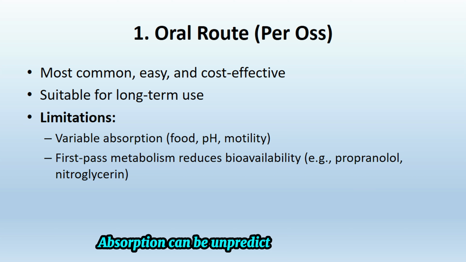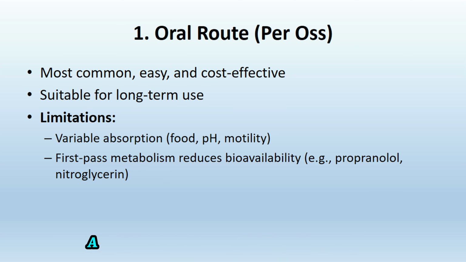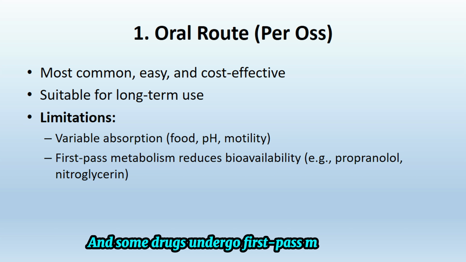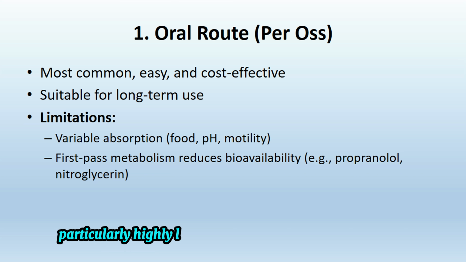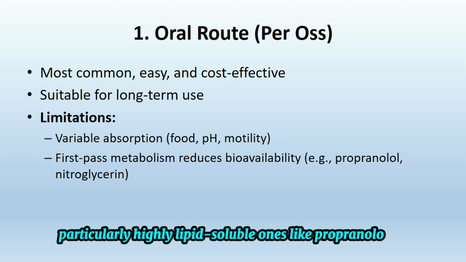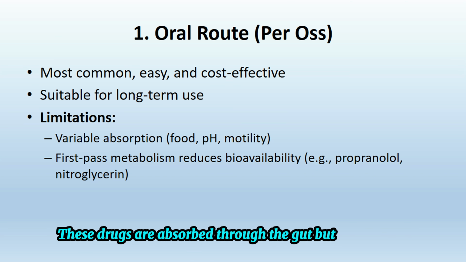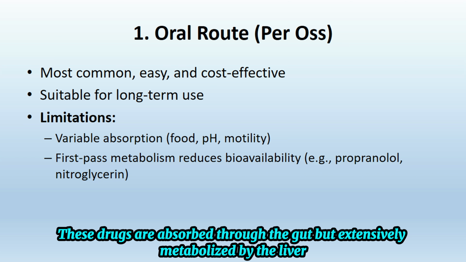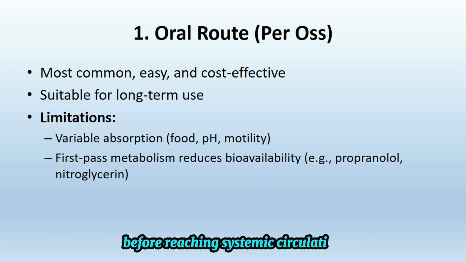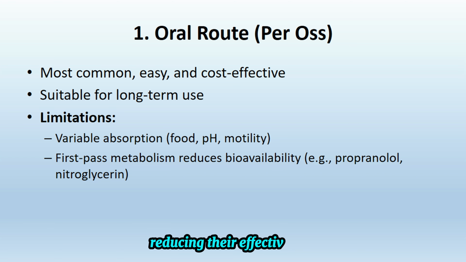Absorption can be unpredictable due to food, pH, and gastric motility. And some drugs undergo first-pass metabolism, particularly highly lipid-soluble ones like propranolol or nitroglycerin. These drugs are absorbed through the gut but extensively metabolized by the liver before reaching systemic circulation, reducing their effectiveness.